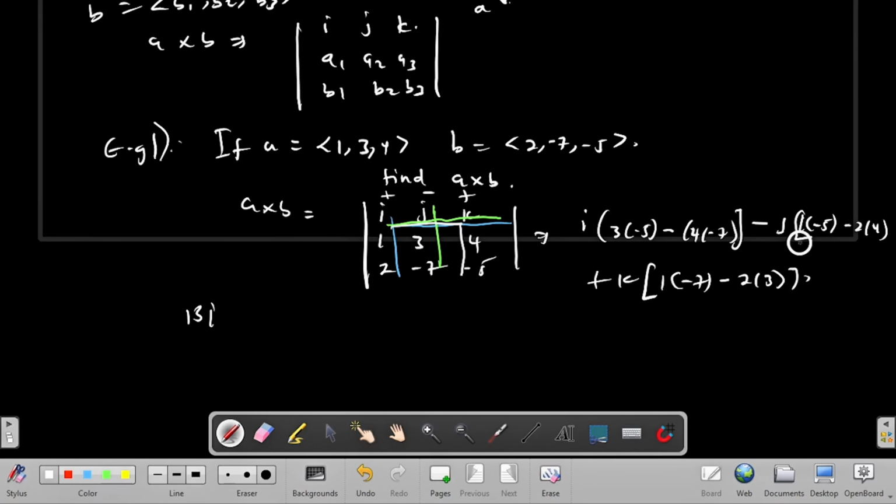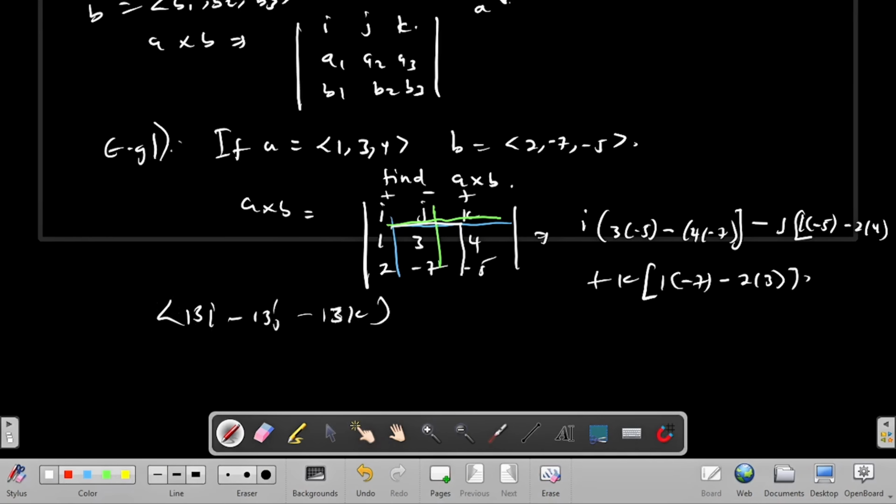Then I'll have minus, negative 5 times 1 is negative 5, minus 8, negative 13, right? Minus 13j. Then for our k, I'll have negative 7 minus 6, negative 13k. As simple as that. So this is A cross B. It is a vector quantity, okay? Represented in the ijk standard.